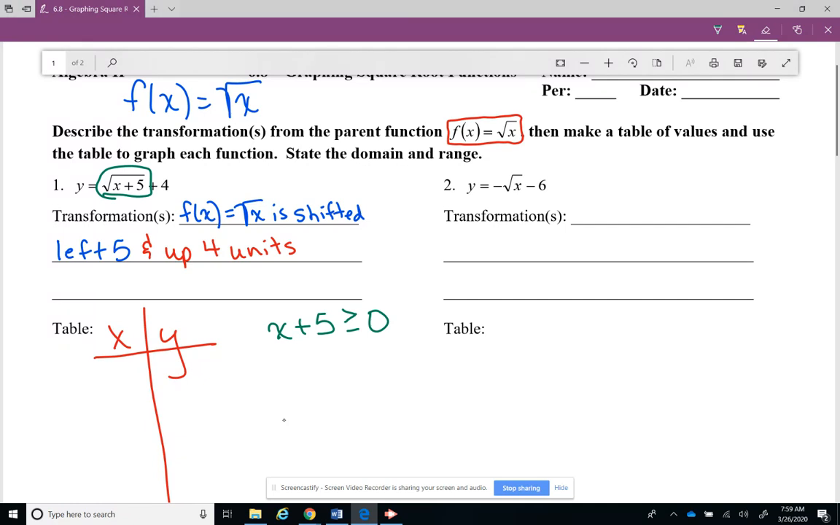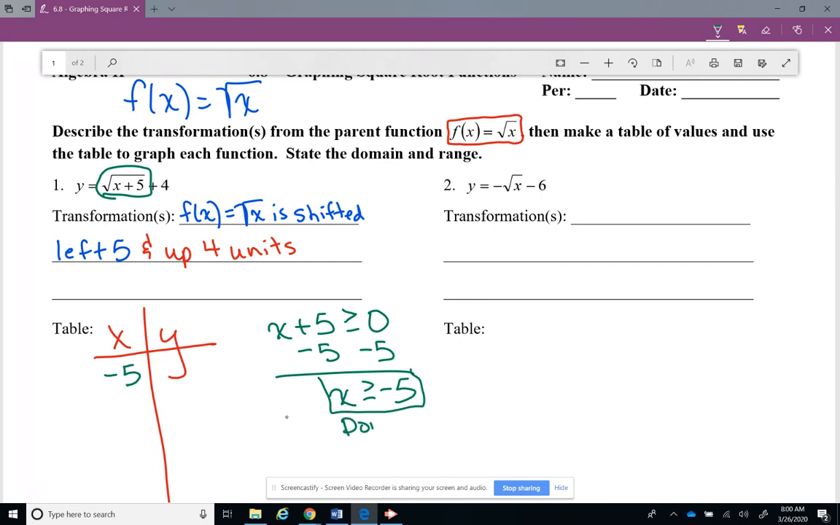And we are not graphing imaginary numbers. We're graphing functions. All right, so you take what's underneath the radical and you say that has to be greater than or equal to 0. So you're going to subtract 5 from both sides. X is greater than or equal to negative 5. That tells you where you're starting. That also tells you that's your domain. And we'll write that down below in a minute.